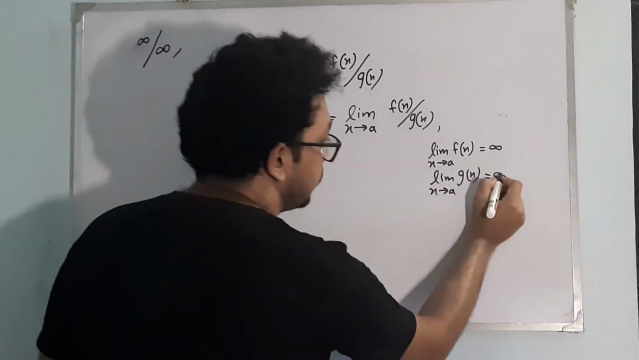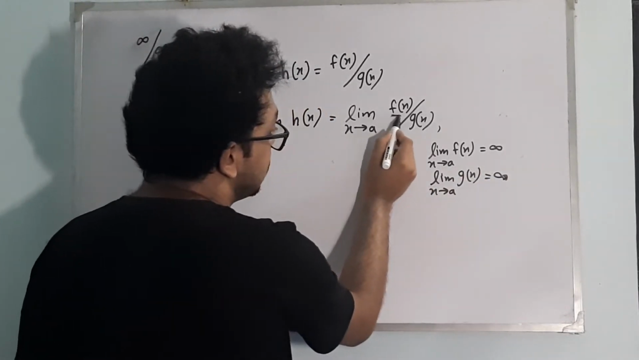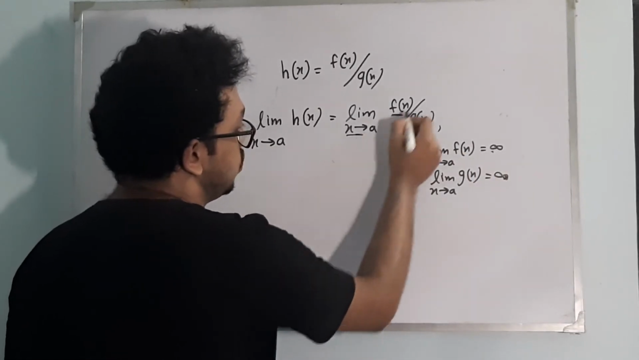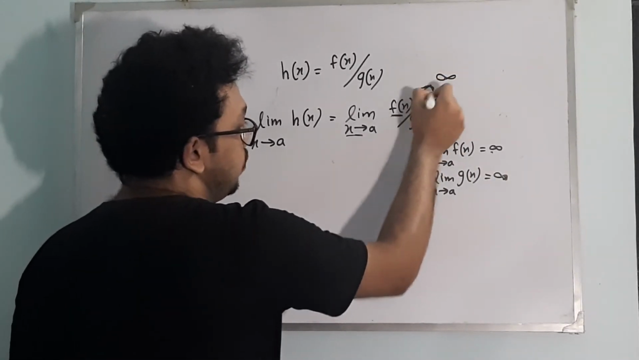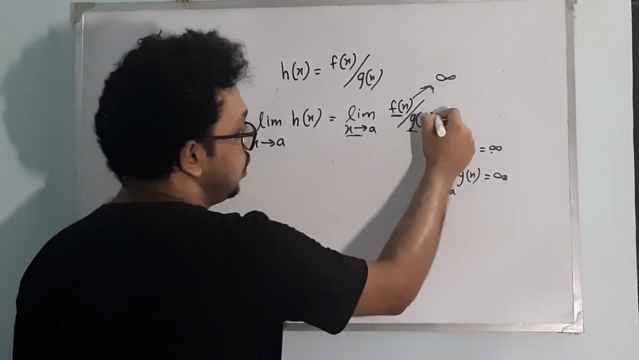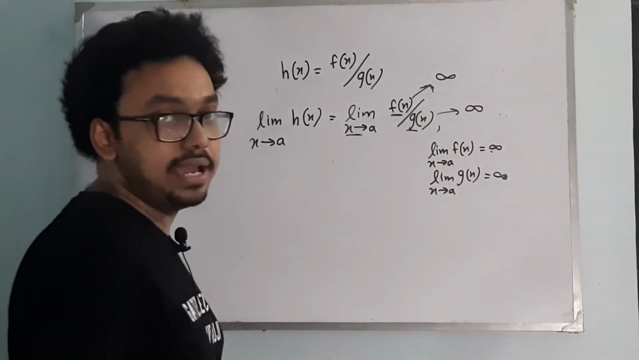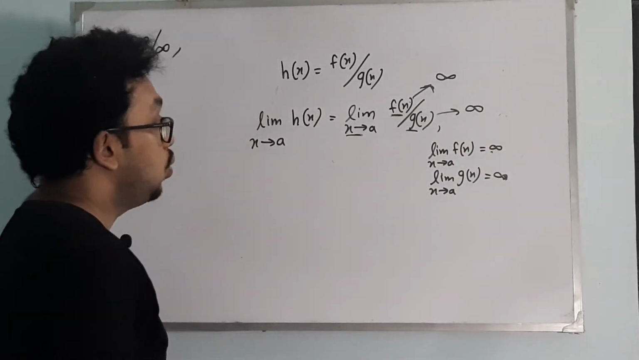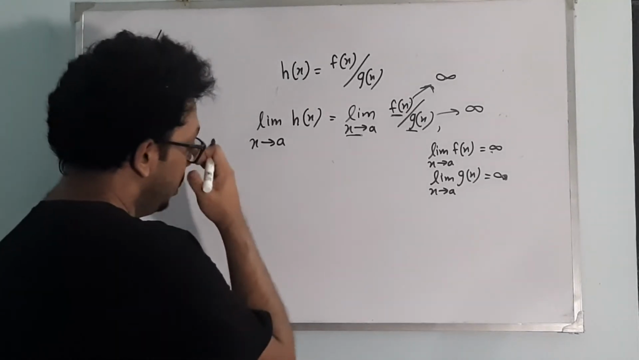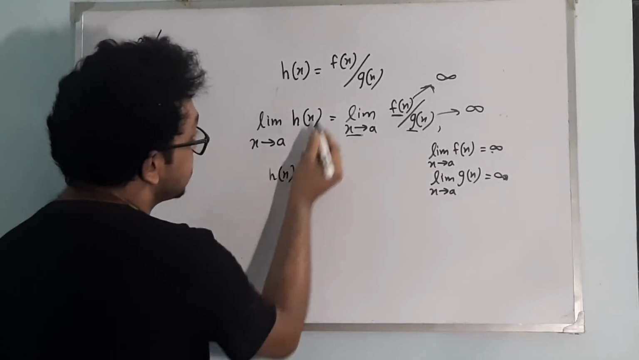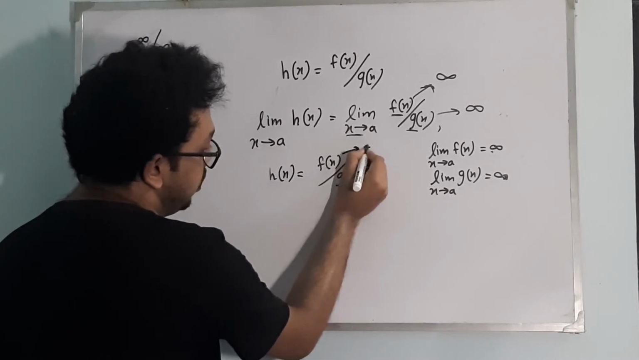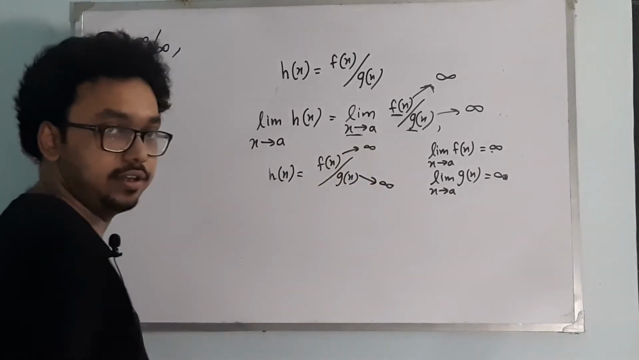Why? Because the numerator f(x) tends towards infinite when x tends to a, and the denominator g(x) when x tends towards a is also tending to infinite. So clearly we have an infinite by infinite form. Now the question is, why is this infinite by infinite form an indeterminate form? See, suppose you have h(x) equal to f(x) by g(x), as we said. We said that the numerator is tending to infinite and also the denominator is tending to infinite, right?